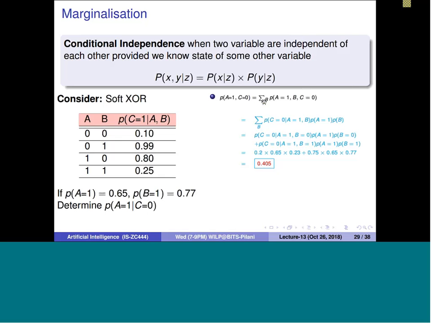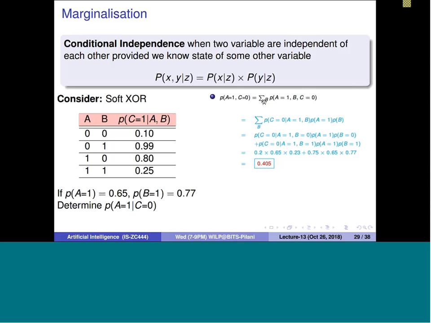Then you can write the probability of C equal to 0 given A equal to 1 and B, times the probability of A equal to 1, and the probability of B. All the possible values of B could be 0, and then B equal to 1. So how can I write it like this? You must have a question like this.